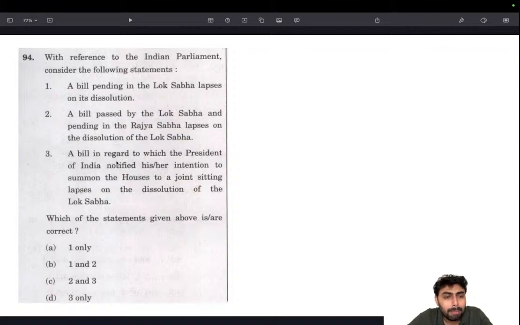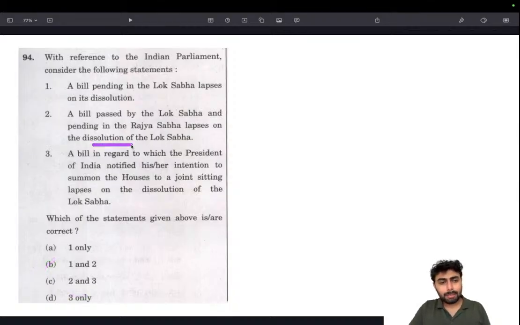So that's true. A bill in regard to which the President of India has notified his or her intention to summon the houses to a joint sitting lapses on the dissolution of Lok Sabha. No, this is actually factual. It's not the case. So the answer is B. Question 94. It's B because this is factual.